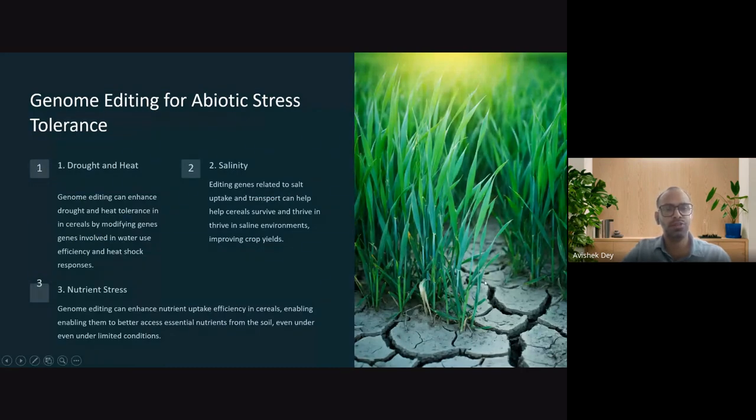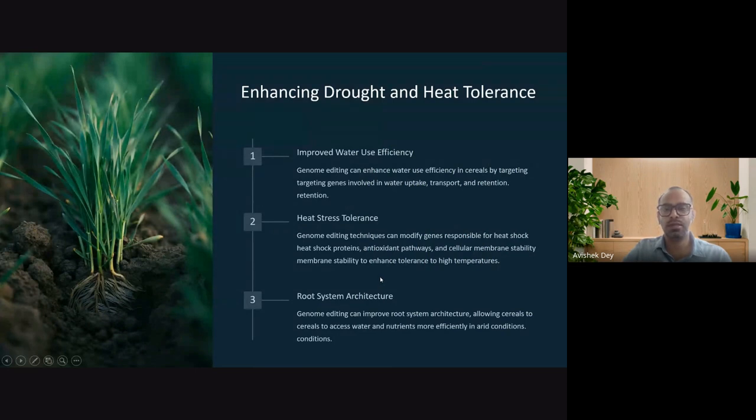Now, coming to abiotic stress tolerance, mostly involves drought, heat, salinity, and also nutrient stress. Because of the change in climate, lots of water scarcity is happening, because of which you need a drought tolerant, climate resilient plant. So the idea is to improve water use efficiency in the plant, or to get heat stress tolerance in the plant. And also you can play with the root system architecture. You can improve the root architecture, by which you can have more in-depth roots in the soil, so it can hold and also take more water from the soil when there is a scarcity.